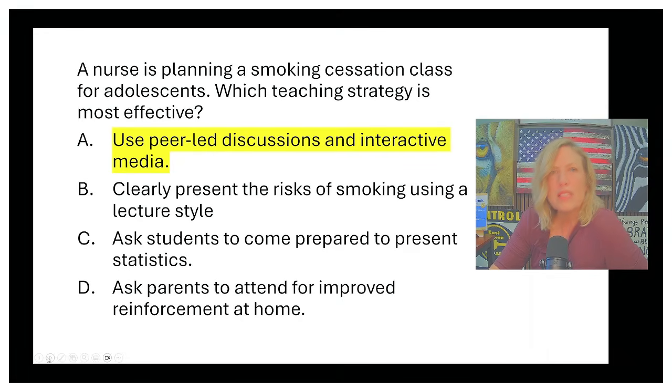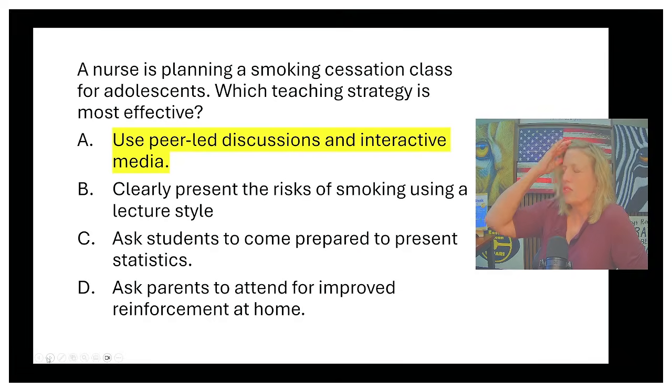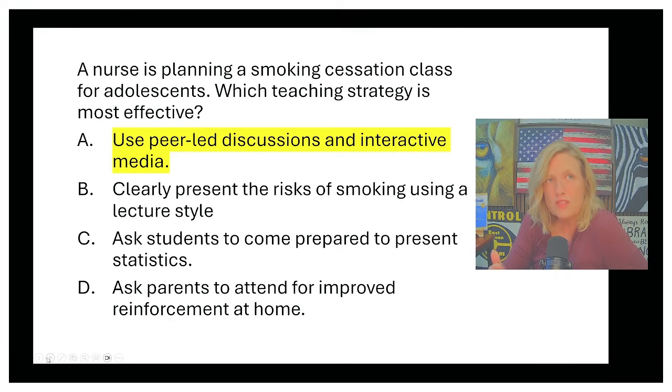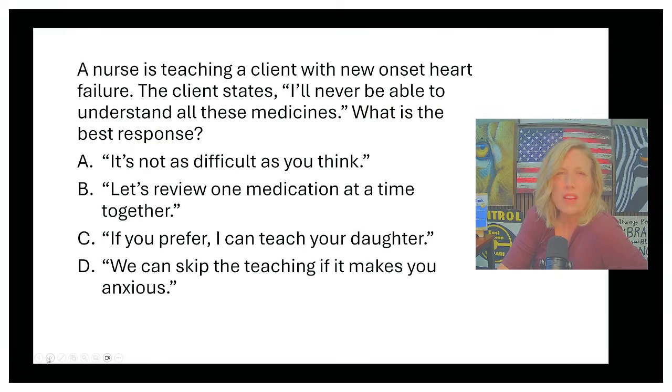Adolescents are teenagers generally, usually like 12, 13, 14, 15, 16, somewhere in there. According to Piaget, adolescents starting at age 12 can think abstractly, so there's really no limit on what we can do. So you can do peer-led discussions with adolescents. We also know from development that peer group association is very, very important in ages 12 to 18. So peer-led discussions would be really good in this case. And interactive media just keeps them interested, and they all know how to use media.